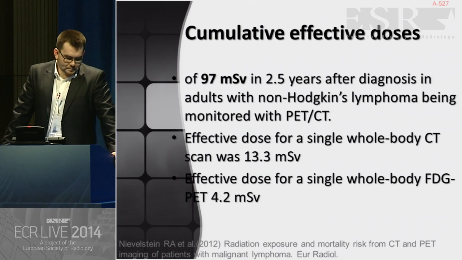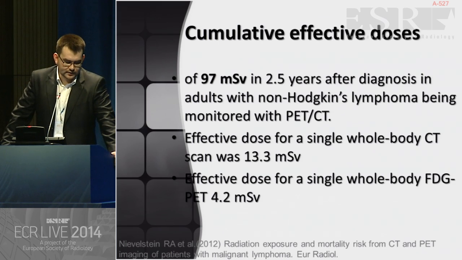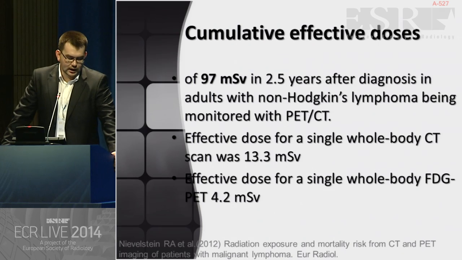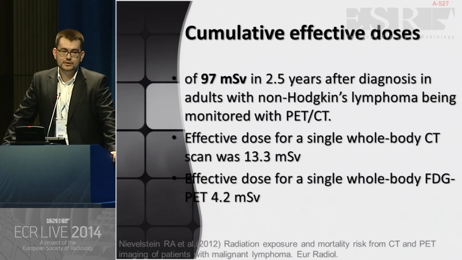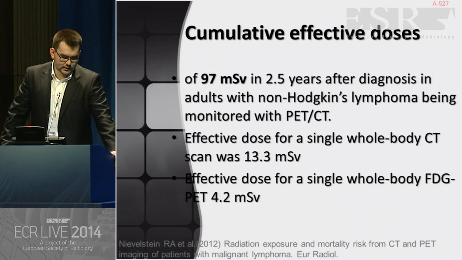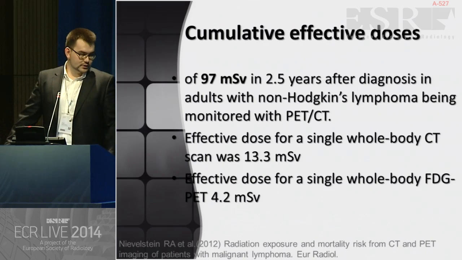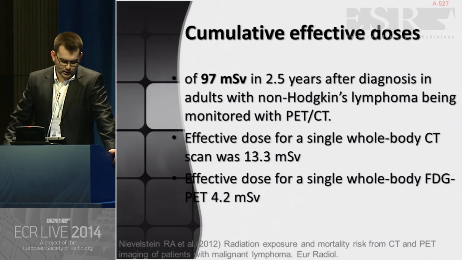Nievelstein calculated a mean cumulative effective dose of 97 millisieverts in 2.5 years after diagnosis in adults with non-Hodgkin lymphoma being followed up with PET-CT. Effective dose for a single whole-body CT scan was about 13.3 millisieverts, and FDG PET is 4.2 millisieverts. So the cumulative radiation dose could be reduced significantly by replacing CT scans with MRI.